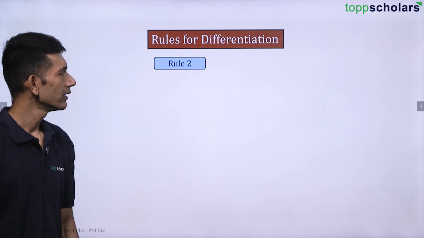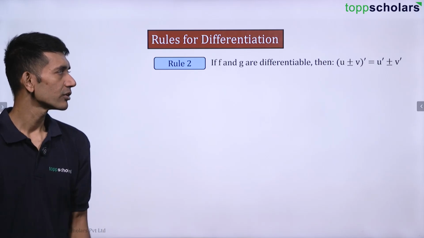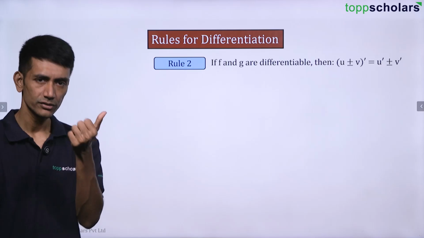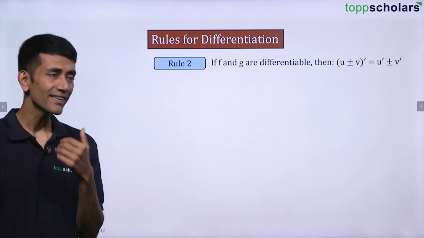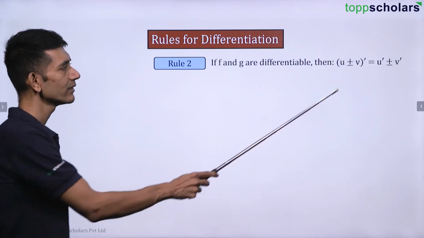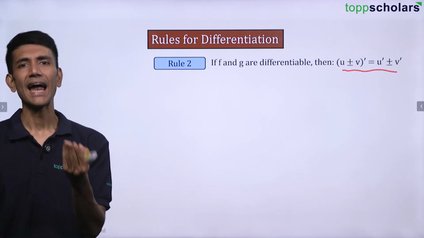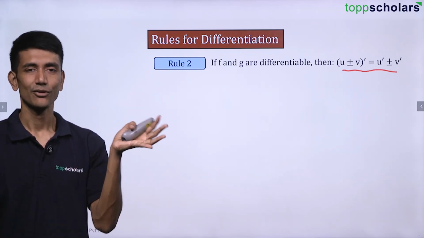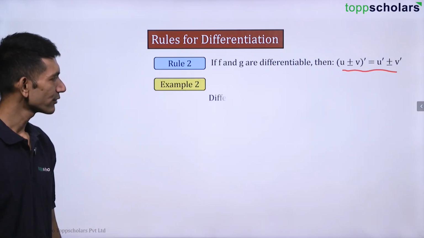Okay. Rule number 2. That is the addition or subtraction. Basic operations. So if you have two differentiable functions, f and g, then if you add the functions and then take the derivative, or if you subtract the functions and then take the derivative, it is the same as taking the derivative individually and then adding or subtracting them. Such type of questions we have also studied in limits, but that concept was of limits. Here we have derivatives, differentiation. So let us see an example.